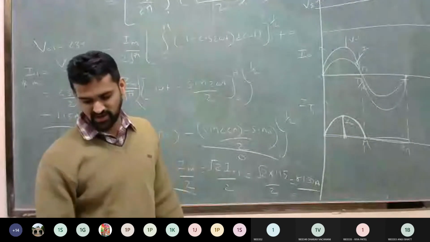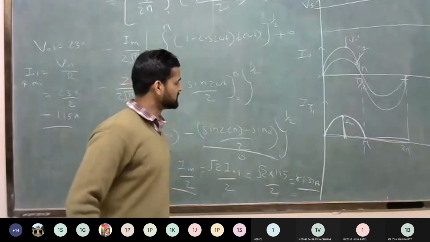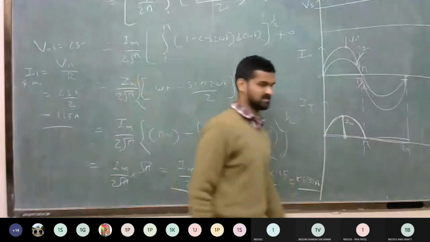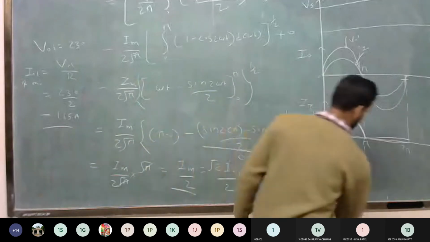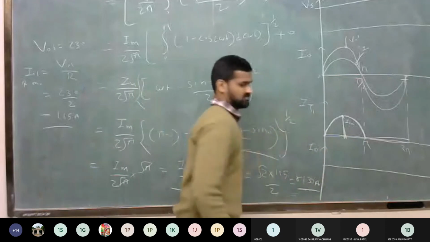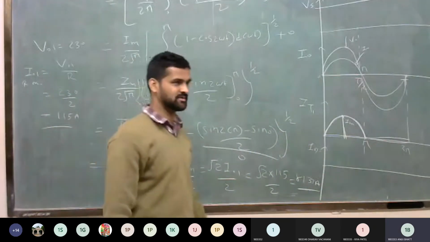Now the next question: calculate the RMS value of diode current. So what is the answer of this? Here we drew the waveform of thyristor current. Now if you draw the waveform of diode current, where is the diode conducting? Zero. Why zero? Yes, very good.